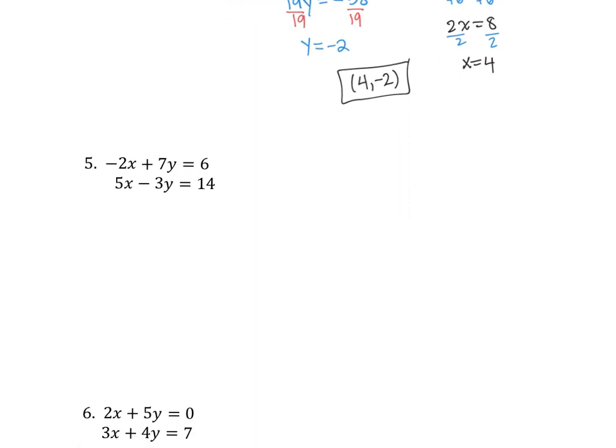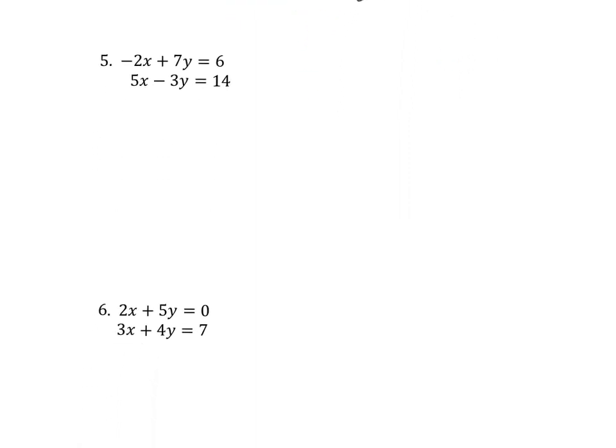Okay, let's try number 5. Negative 2x plus 7y equals 6, and 5x minus 3y equals 14. The x's are lined up, the y's are lined up, but they don't cancel, which is not good. If I could times 2 by something to get 5, it would be great. If I could times 3 by something to get 7, it would be great, but those don't come out nicely either. So I'm going to have to use both equations.